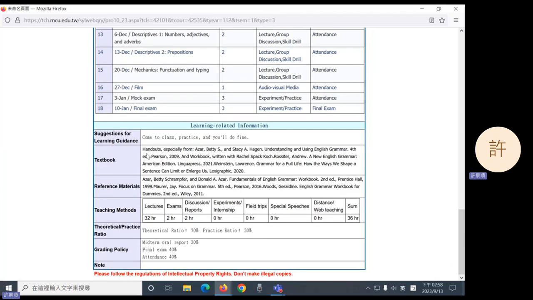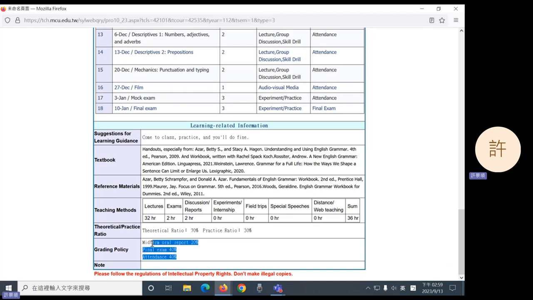The textbook will be handouts, but these are the sources where I found the information. Learning guidance, if you come to class and you practice, you'll be fine. Don't worry too much. Some of you are not freshmen. And the reason you're here is probably because you failed grammar the first time and the second time and maybe the third time. Good news for you is that that teacher has retired. So I'm the new guy. And so maybe you will have more luck with me.